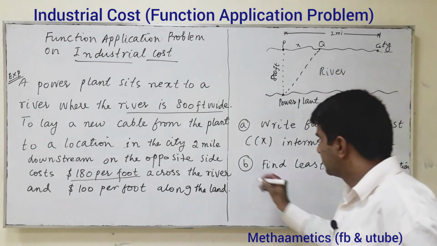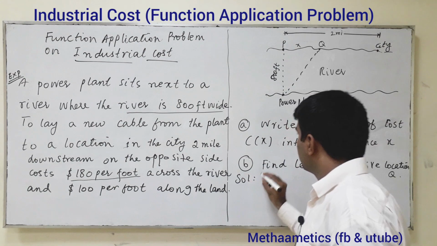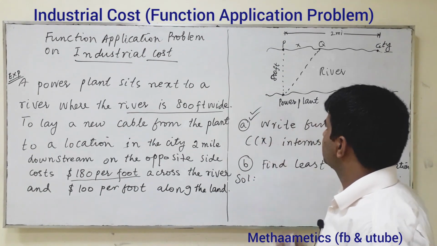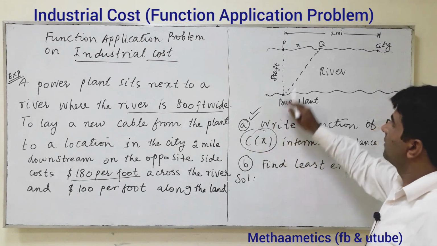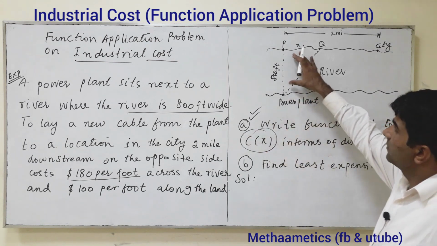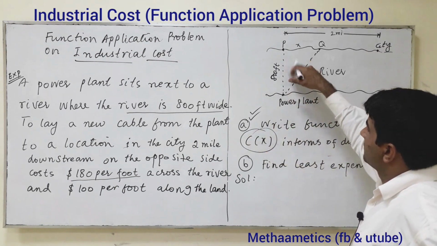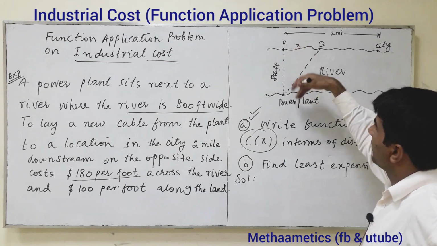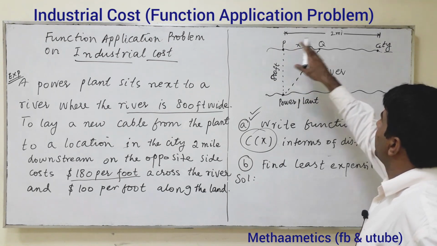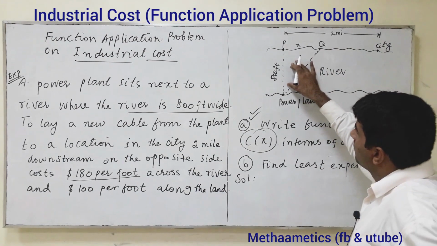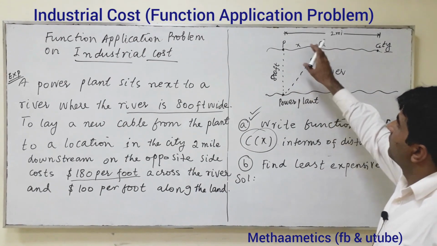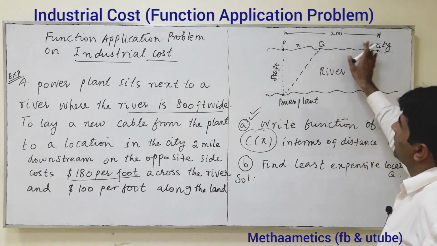Okay, so now let's solve this problem. First we have to write a function of x. Function means function of cost. The total cost will be the cost of the cable across the river and on land. These are both different: $180 per foot across the river and $100 per foot on land.